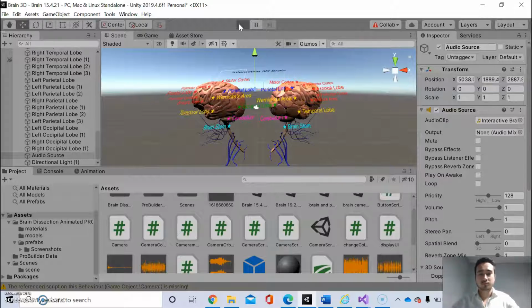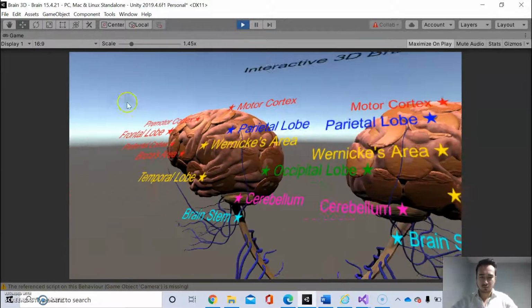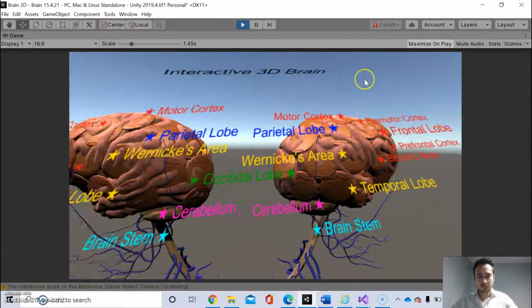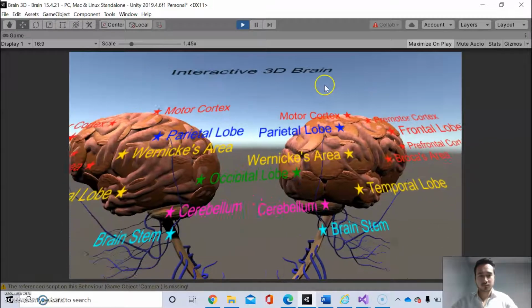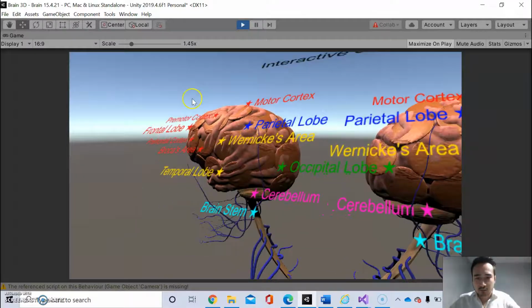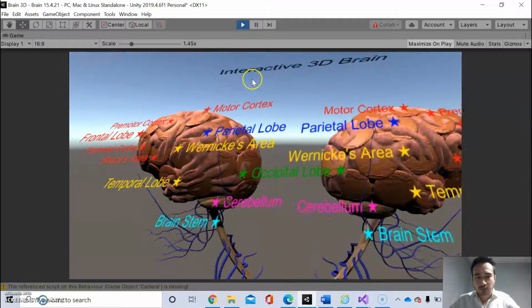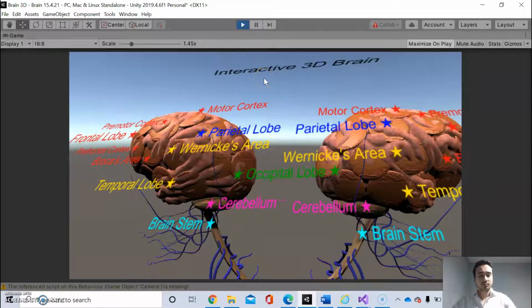Welcome to the 3D interactive educational brain model, compatible with virtual reality. You will see in front of you two brain models. The left model shows the left hemisphere and the right model shows the right hemisphere. If you are using this software on a computer, then you can interact with the brain model by using your mouse cursor. If you are using a VR kit, then you can use the touch controllers.